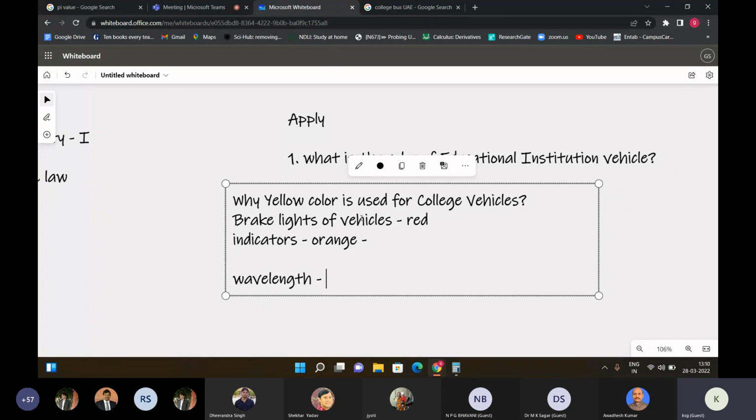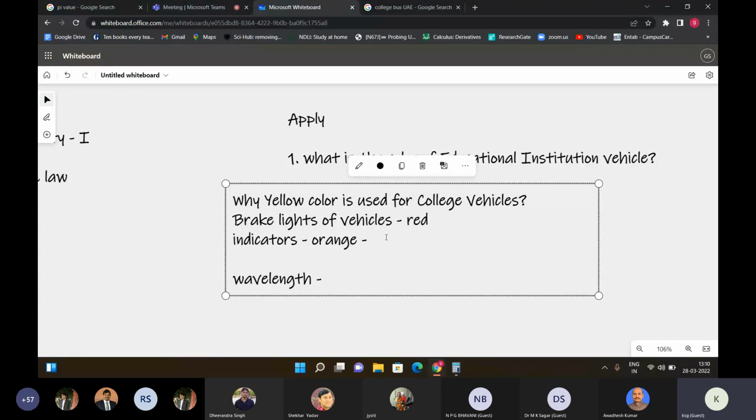Your red color has the maximum wavelength, and your violet color has the minimal wavelength, and followed by red, you have this yellow color or orange color. So for the yellow or orange color vehicles, it is the wavelength that has been the deciding factor, because when a college bus is going on the road, the other vehicles on the road should be in a position to adjust their speeds, or change their lanes.